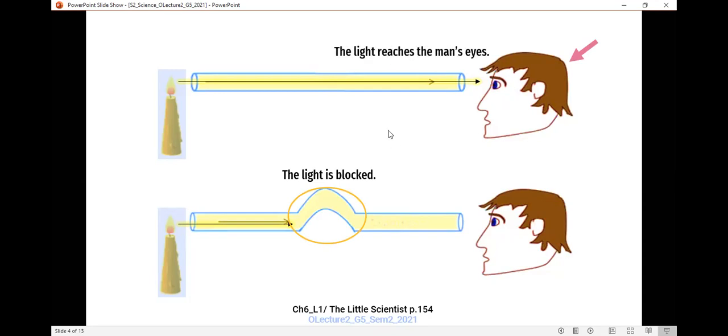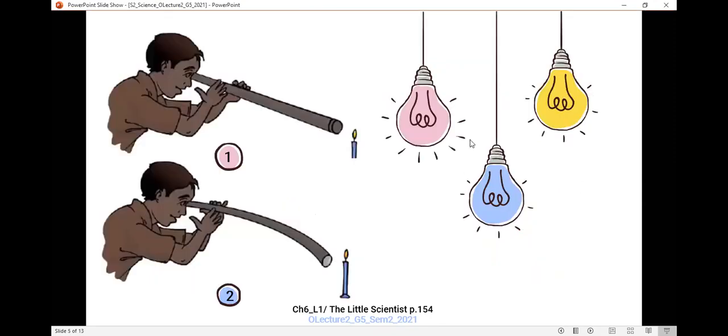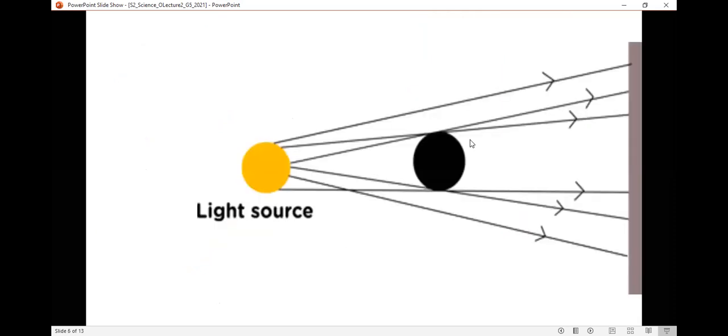What about when the light reaches the eye of the boy? Yalla, look at this. In which case can the boy see the light of the flame? One or two? One. Thank you. The candle sends a straight ray of light to the boy's eyes, and this boy is the one that can see the light.